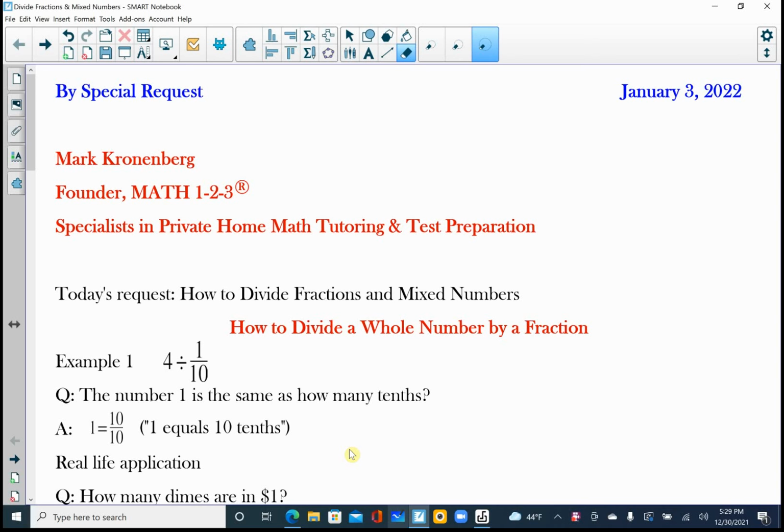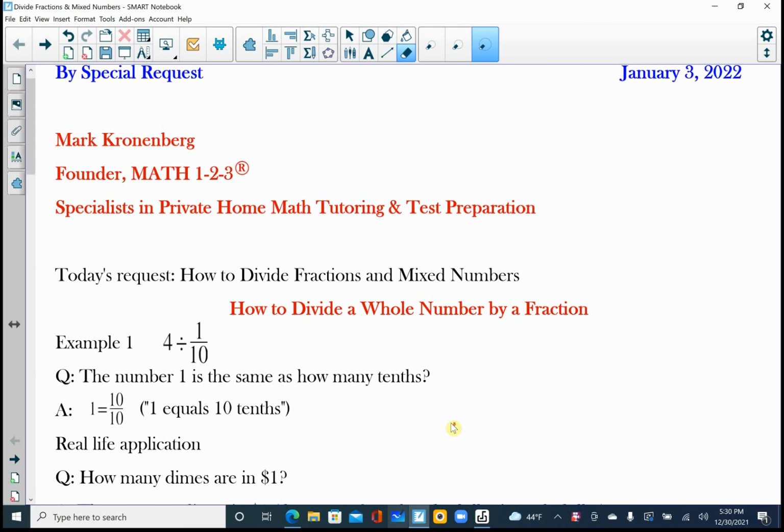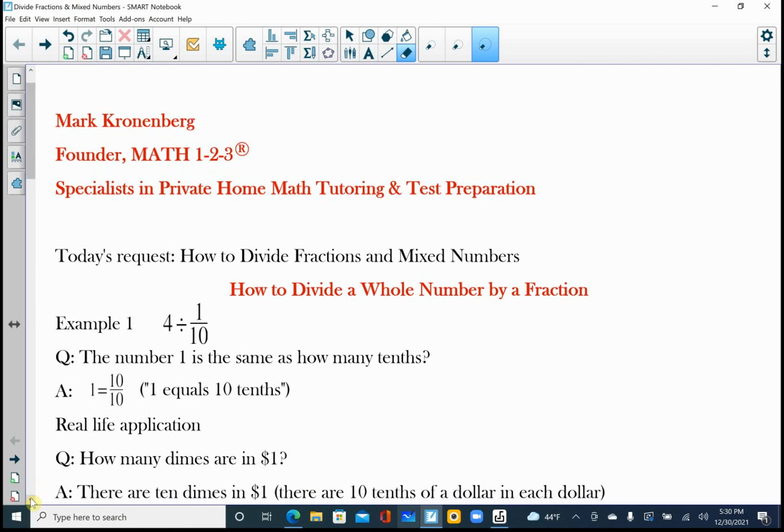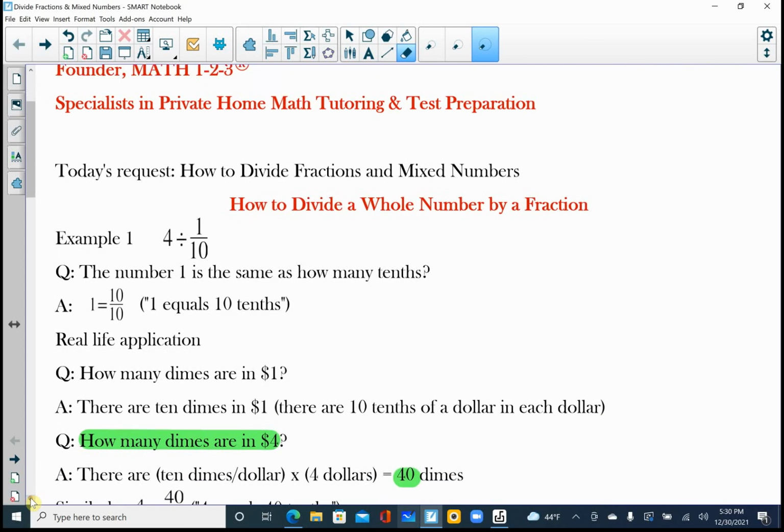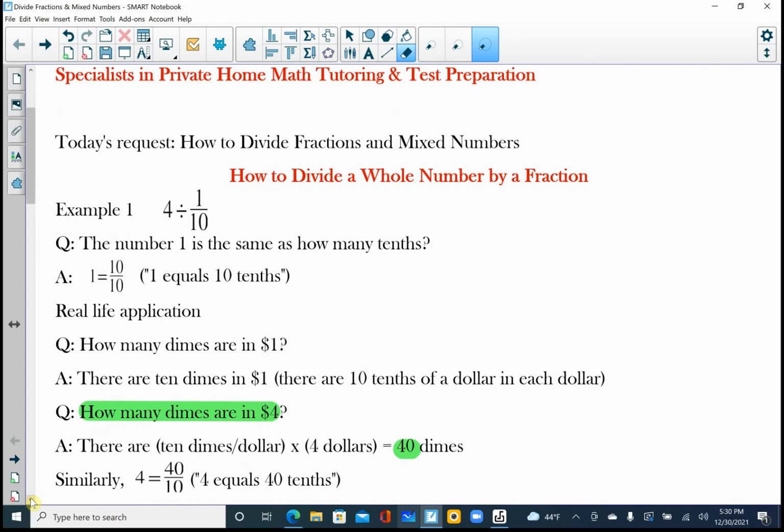So first we need to know the number 1 is the same as how many tenths? There are 10 tenths in one whole. 1 equals 10 tenths, or 10 over 10. So here's a real life application of that. How many dimes are there in $1? Well, there are 10 dimes in $1. And using that information, how many dimes are there in $4? Since there are 10 dimes in every dollar, and we have $4, there are 40 dimes total. So 4 is 40 over 10, or we could say 4 equals 40 tenths.